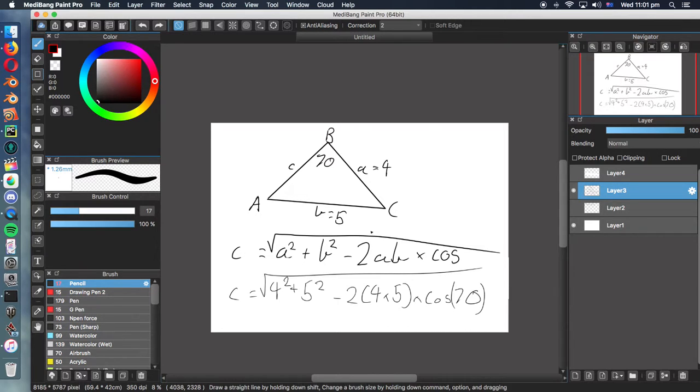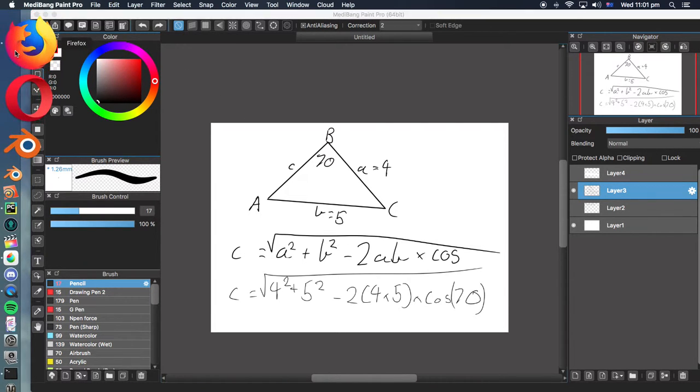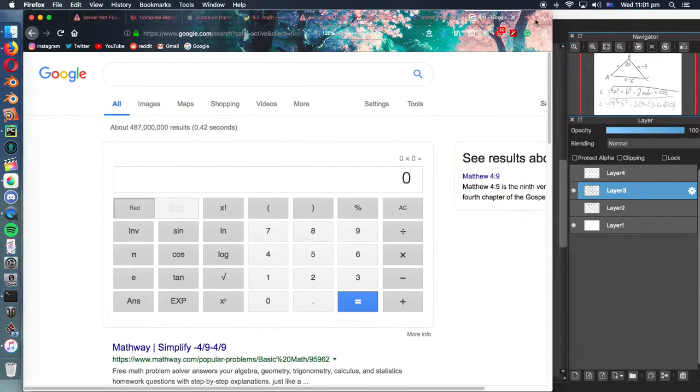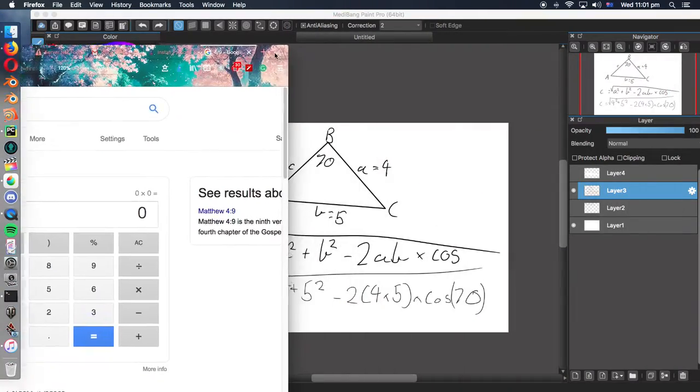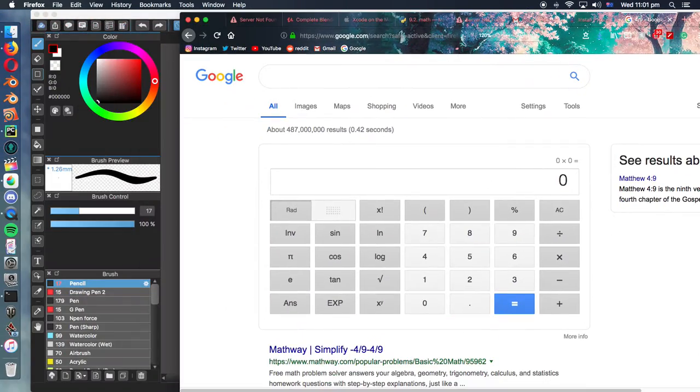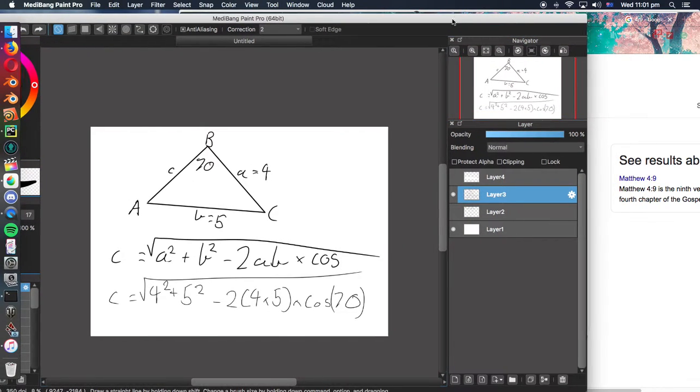So all we've got to do is just punch it into the calculator. So we'll go back to Firefox. If you've done your homework, you should have downloaded it already. I need to see, otherwise it'll be no good.